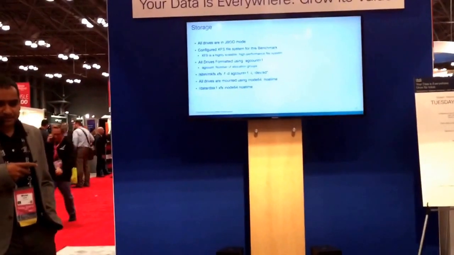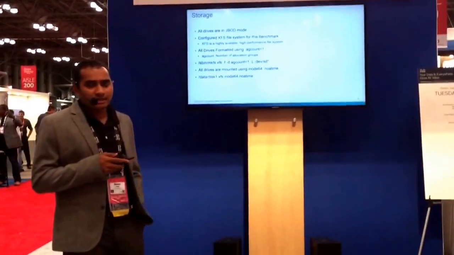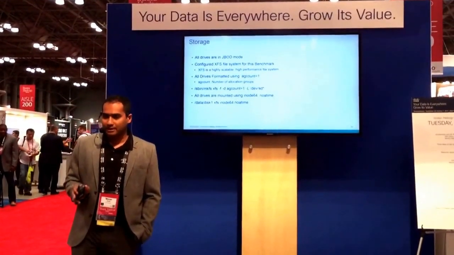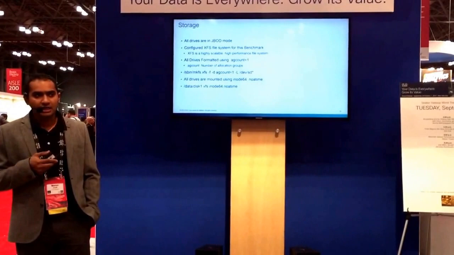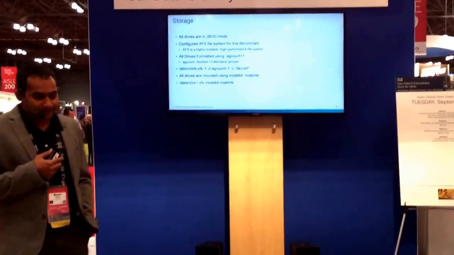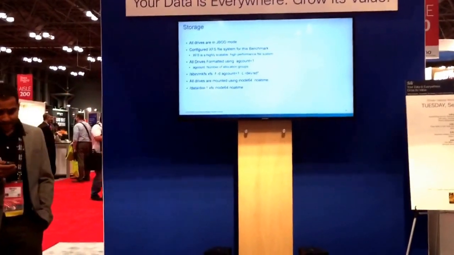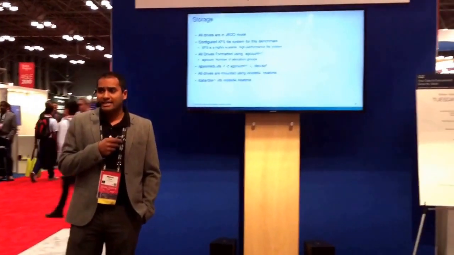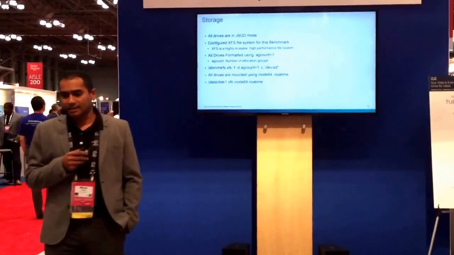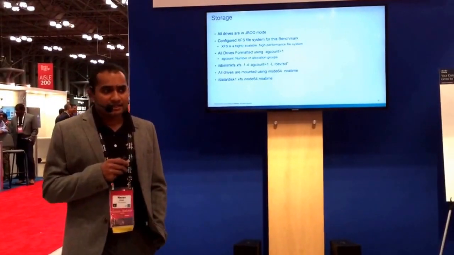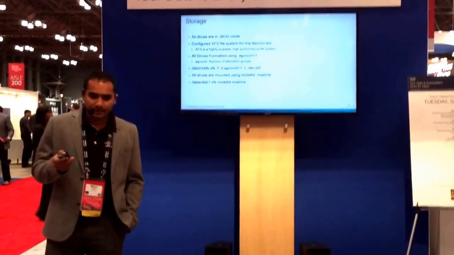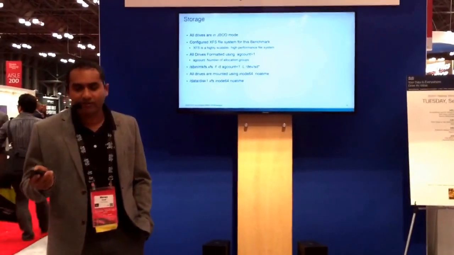We configured the XFS file system. Definitely out of the box ext4 is faster, but if you configure XFS with the appropriate tuning parameters, XFS is definitely faster, which we saw in our big data exercise. XFS is again a highly scalable and high performance file system. With XFS, we formatted our drives using AG count equal to 1. That is a key feature XFS has. AG count is the allocation group count, which improves your IO and also decreases fragmentation at the file system level.